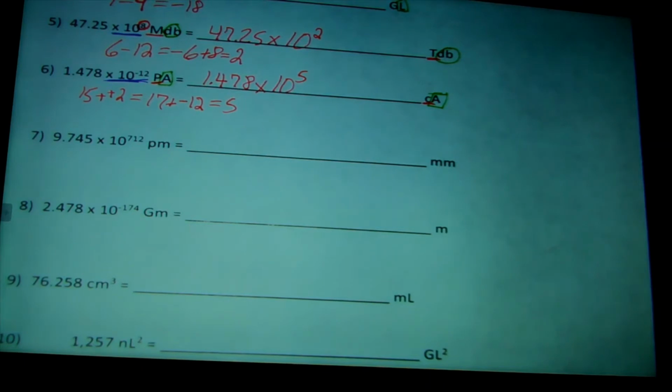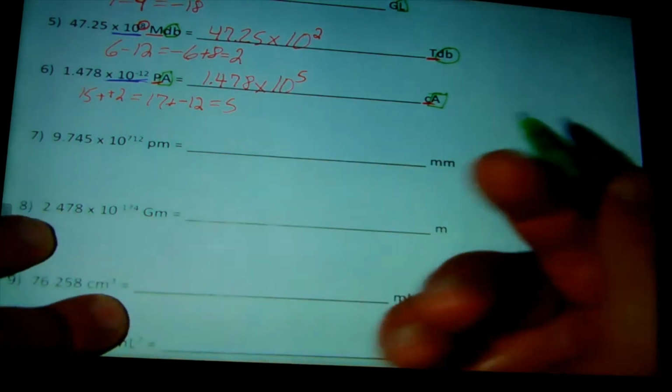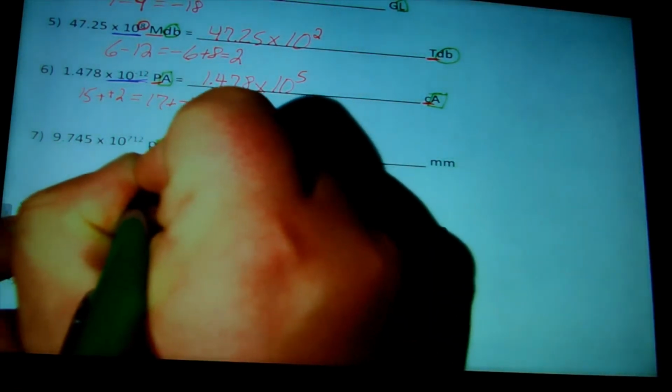All right, let's go to number 7. Number 7 here, we're going to find the difference. Let's find the base unit. So M is my base unit.